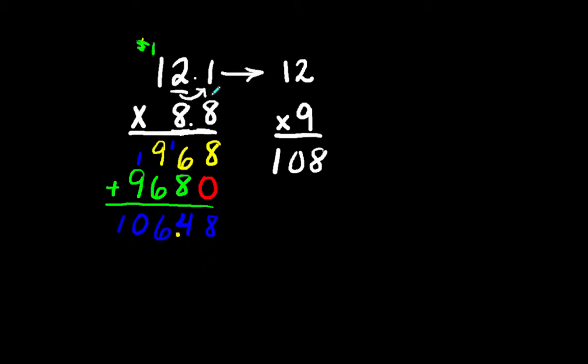Another way that we could do it is to count the decimal places in our problem. So you look at both factors. In the first factor, 12 1/10, we moved over 1 decimal place to get to where the decimal point is. In the second factor, 8 8/10, we moved over 1 decimal place. If you add up how many decimal places you moved over in each of those numbers, we have 1 plus 1 is 2. So in our final answer, we move over 2 decimal places.